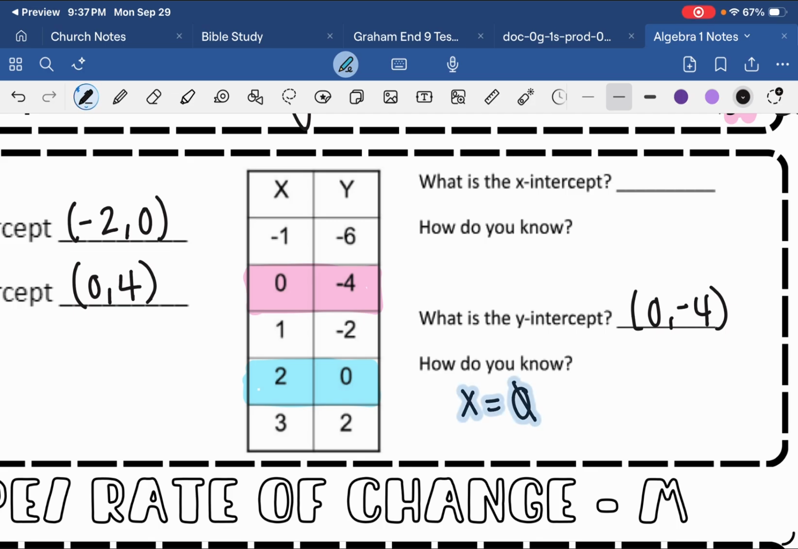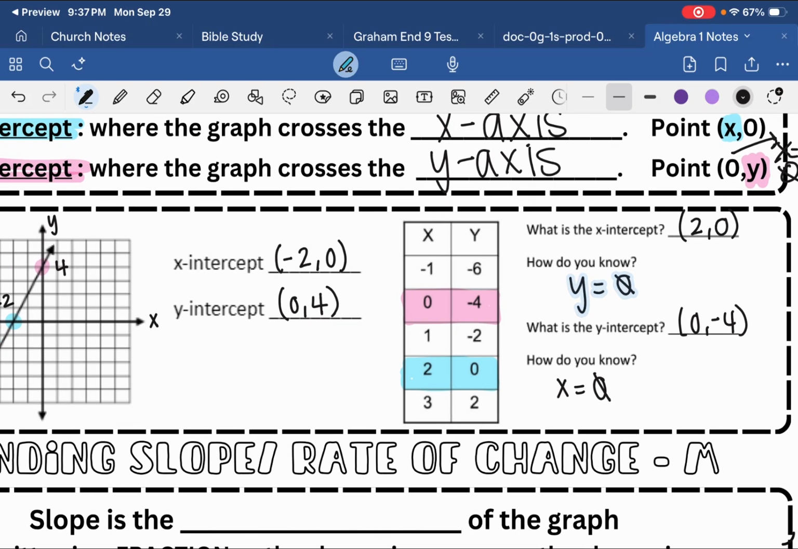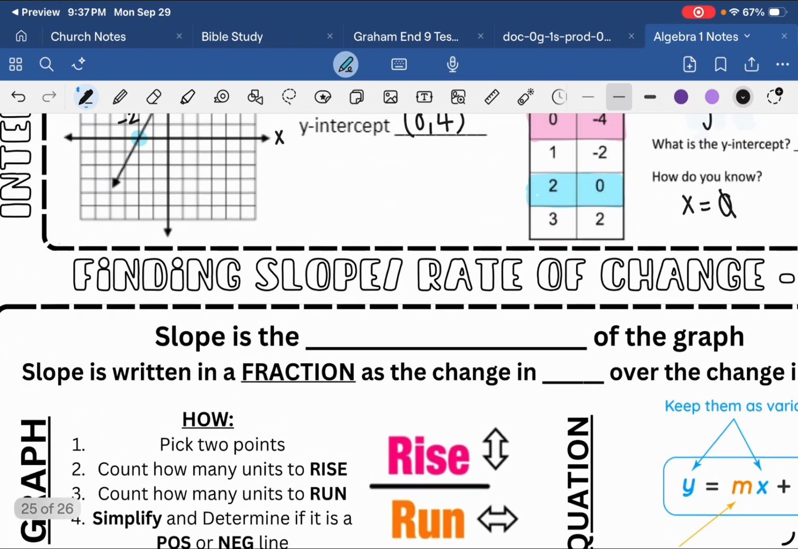And then your x-intercept is when y equals 0. So in this case, it's (2, 0), and this is because y equals 0. All right. So the opposite value is 0 when I'm looking for that intercept. Okay. All right. So that's one part of a line.